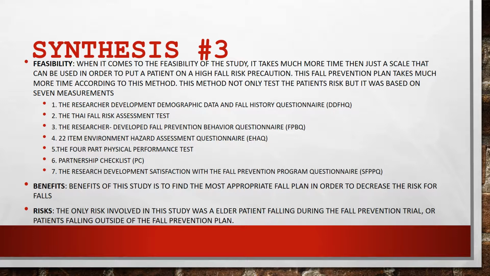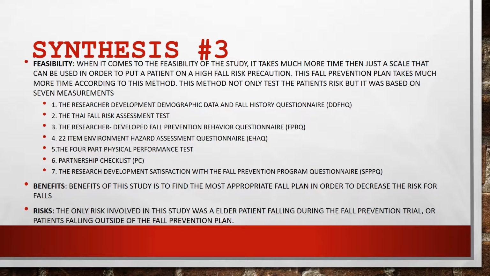Feasibility. When it comes to feasibility of the study, it takes much more time than just a scale that can be used in order to put a patient on high fall risk precautions. This fall prevention plan takes much more time. This method not only tests the patient's risk, but it was based on 7 measurements.